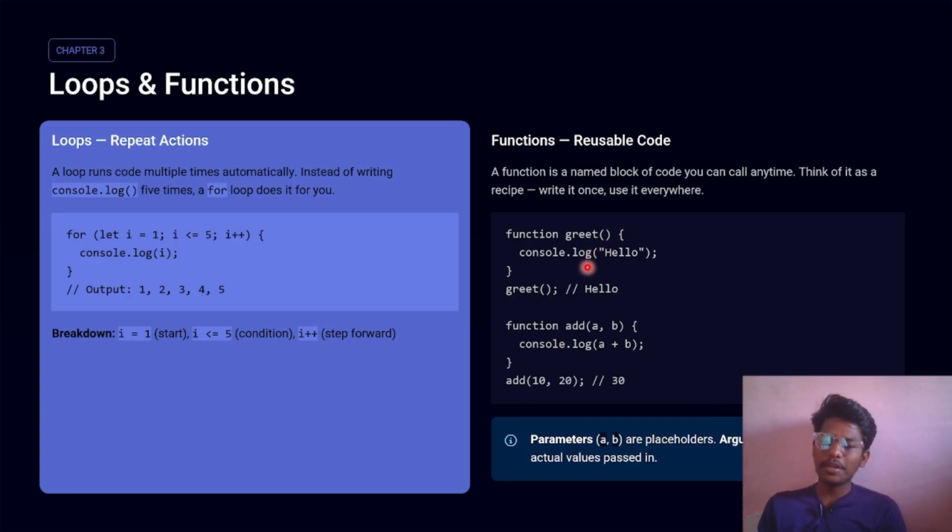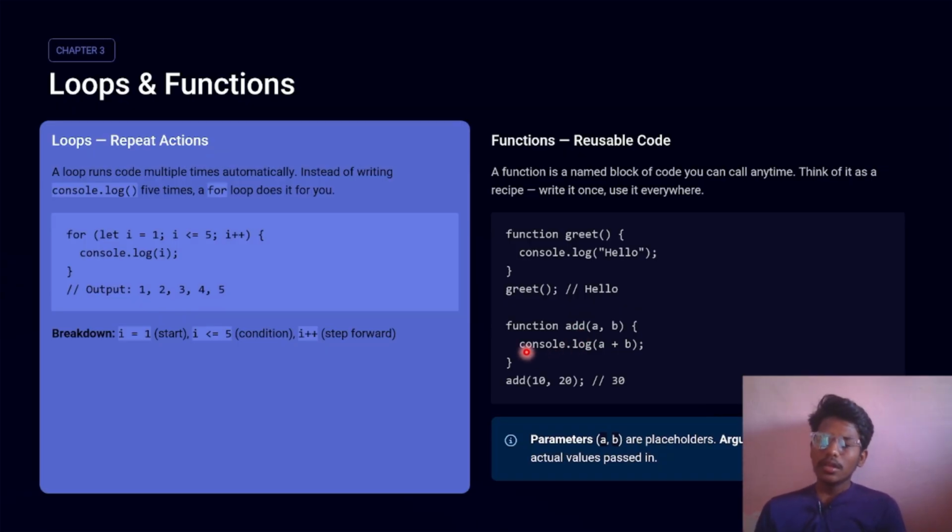Here there are no parameters. Here we are using the parameters now. Function add a comma b. Here the a parameter is there and the b parameter also is there. Let's understand one thing: there is no data stored in a and b. There is no value to a and b. It's just letters now.